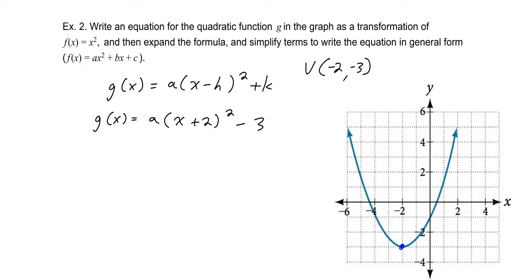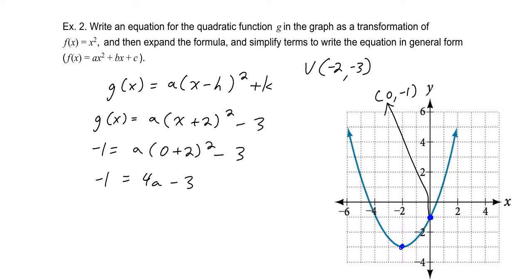So let's pick another point. I'm going to use the y-intercept, which is the point 0, negative 1. My input is 0, my output is negative 1, which tells me negative 1 equals a times 0 plus 2 squared minus 3. That will simplify. That's 2 squared, so that's 4. So 4a minus 3 equals negative 1. Adding 3 to both sides, we get 4a equals 2, which means a is 2 divided by 4, which is 1/2.